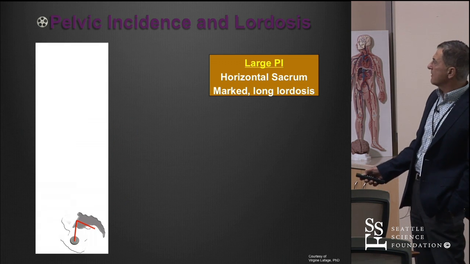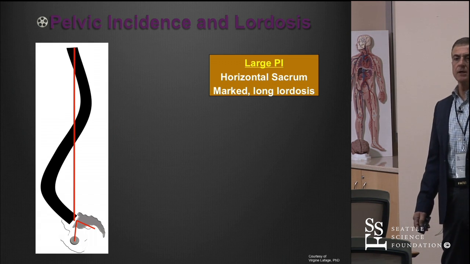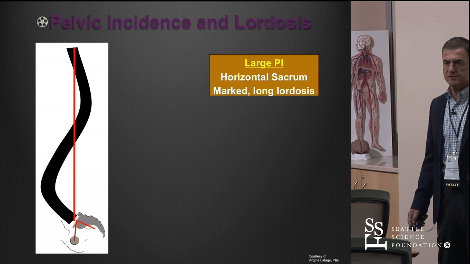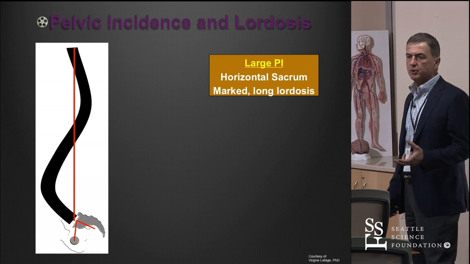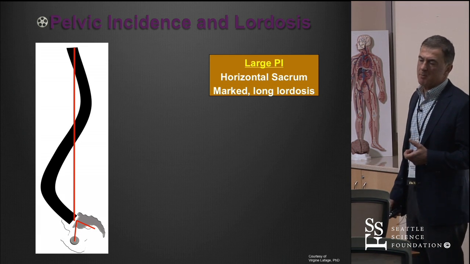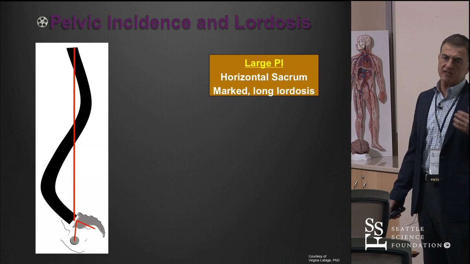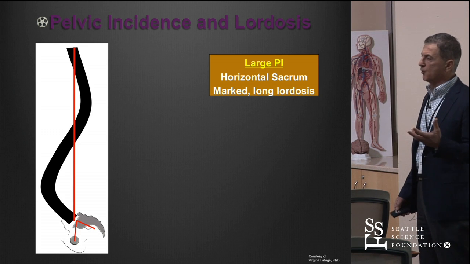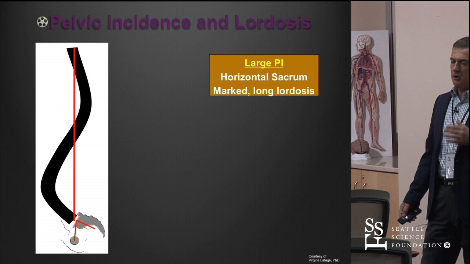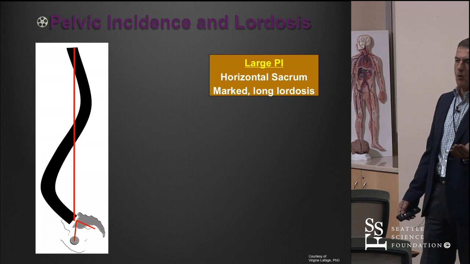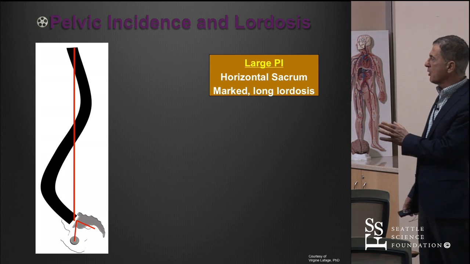So if you have a large pelvic incidence, it requires a large lumbar lordosis. It's as simple as that. Roussouly, a French guy, came up with a classification, and it's like A to D. And it's four different levels where you move from a low requirement for lordosis to a higher requirement of lordosis.